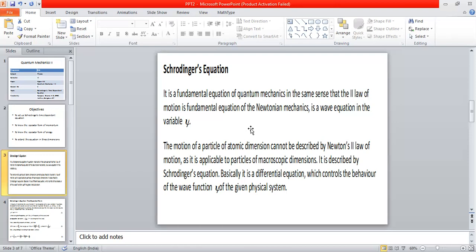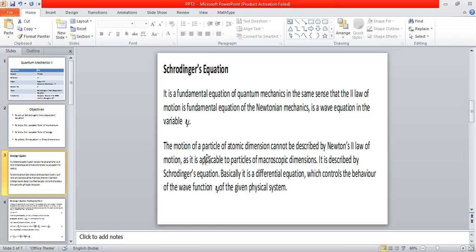Basically, it is a wave equation. The wave quantity that is associated with the matter waves or the de Broglie waves is the wave function that we have discussed already in the previous session. So a wave equation associated with the variable, the wave function psi, for a given physical system is nothing but the Schrodinger equation. Therefore, we need to understand how to set up this Schrodinger equation, for time-dependent cases. This is the main objective. This is about the Schrodinger's equation.